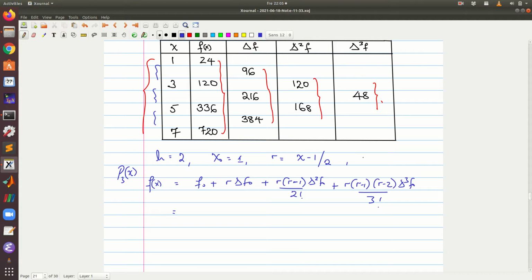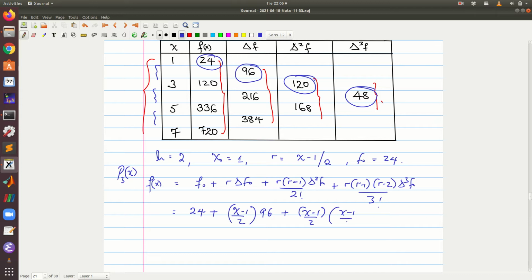We have f naught. What is f naught? F naught is 24. This is the first forward difference, second forward difference, and third forward difference. So the rest is simply substitution. You have 24, then r, which we have as x minus 1 over 2, times the first forward difference, which is 96. The rest is simply going to be algebra. Then r into r minus 1 times 120 over 2 factorial, which is 2, plus r into r minus 1 into r minus 2 times the third forward difference over 3 factorial, which is 6.